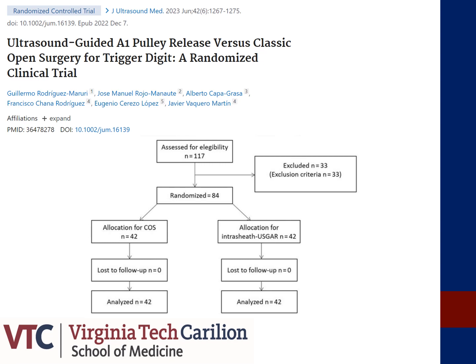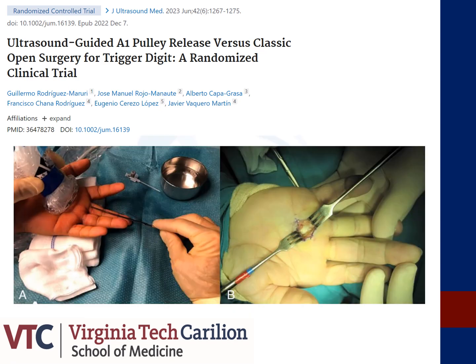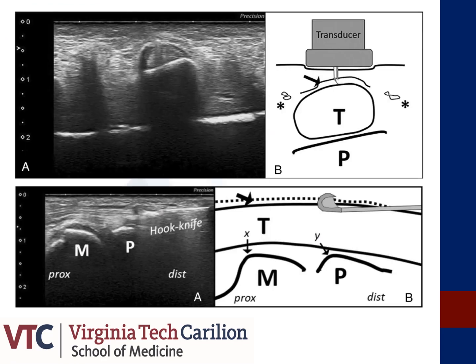So this first study looked at the utilization of ultrasound to release trigger fingers versus a classic open surgery. It did a randomization of patients to either the classic open procedure or the ultrasound assisted pulley release. Here are just some images. On the left demonstrates the utilization of ultrasound versus figure B, which demonstrates the classic open procedure.